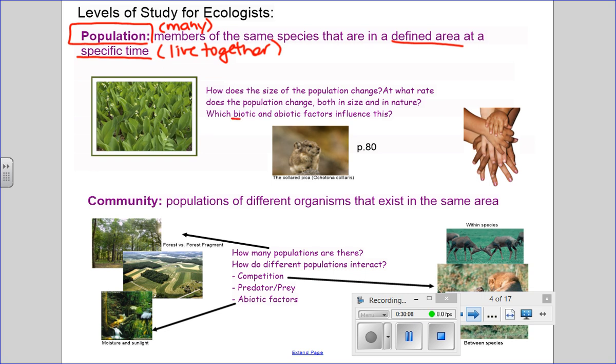And so when we think about biotic and abiotic factors that influence a population, we need to think about the size of the population. Is it changing? And what's the nature of the population? In other words, what is the makeup? Is it all organisms with one particular type of characteristic, or has it shifted? So I'm going to talk about a few different examples that would help illustrate this.